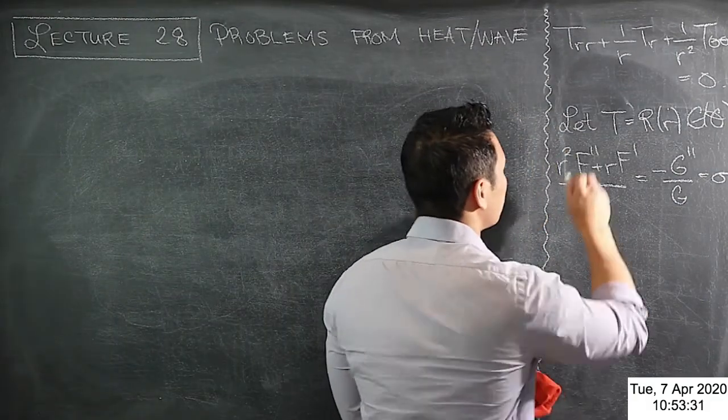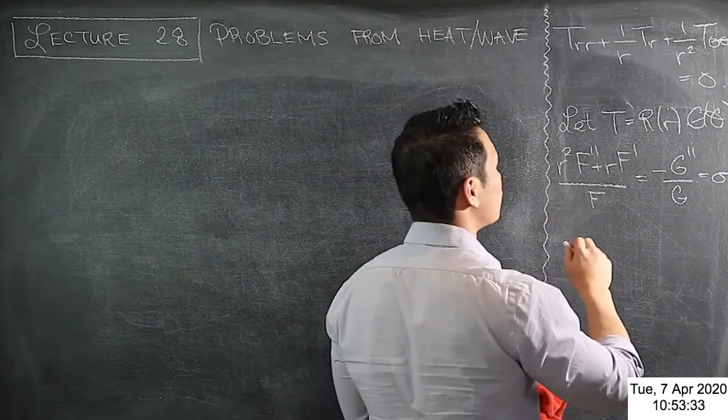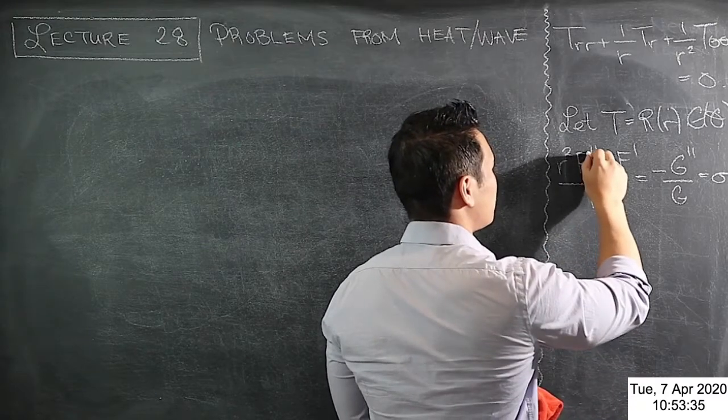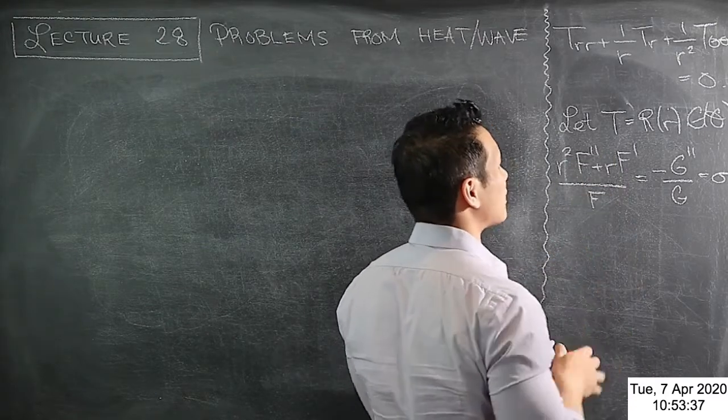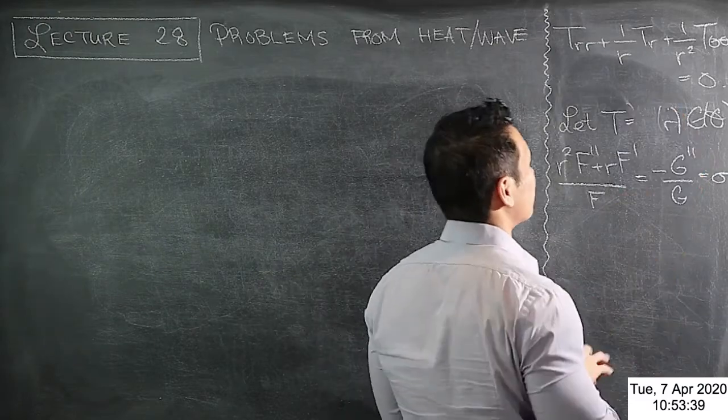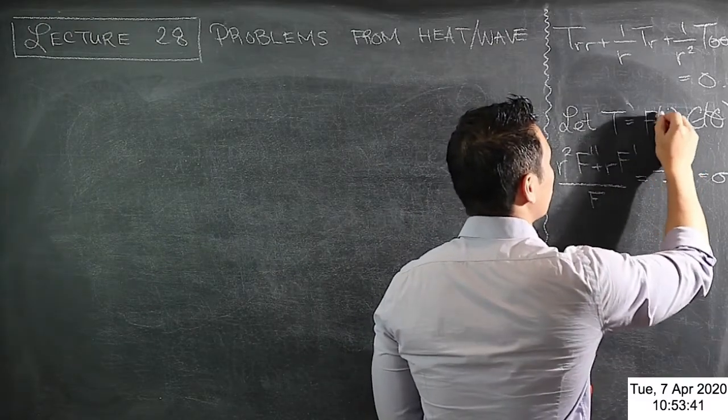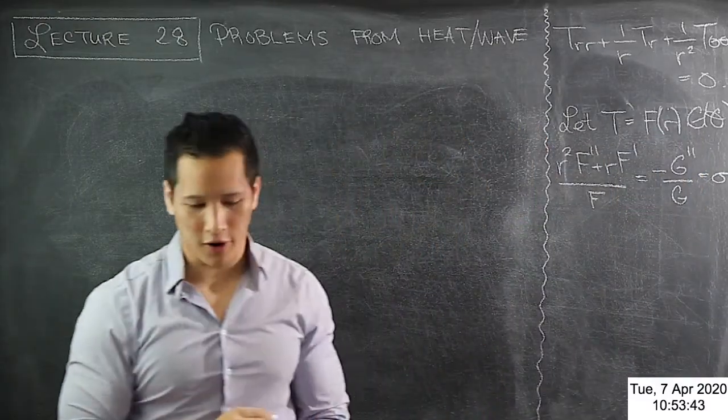Do I want to use F or G? I'll use an F instead. So I use F of r and G of theta.